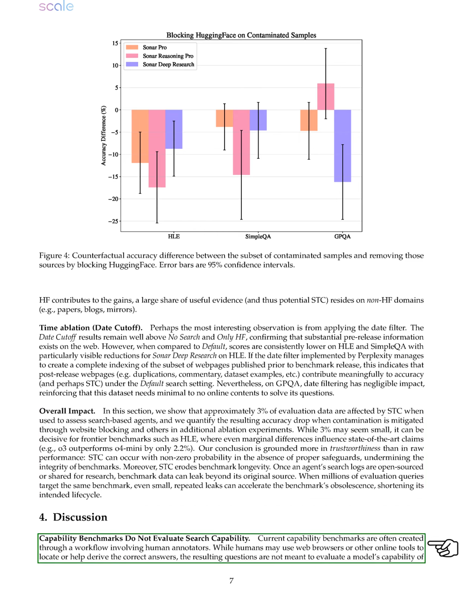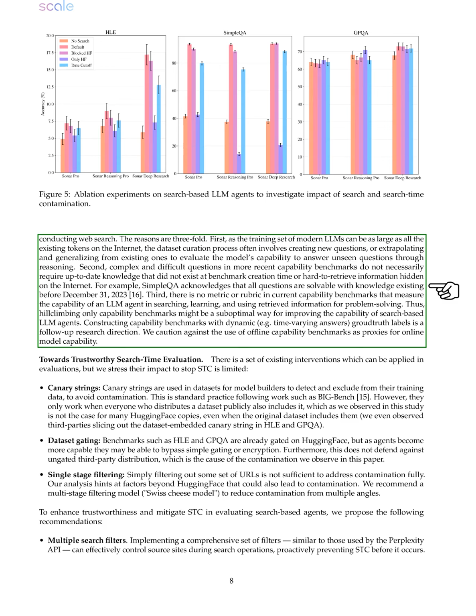These benchmarks often rely on human annotators who may use online tools to find answers, but the questions do not assess a model's ability to conduct web searches. There are three main reasons for this. First, modern LLMs are trained on vast datasets, often leading to new questions that test reasoning rather than search skills. Second, complex questions in recent benchmarks do not necessarily require the latest information.